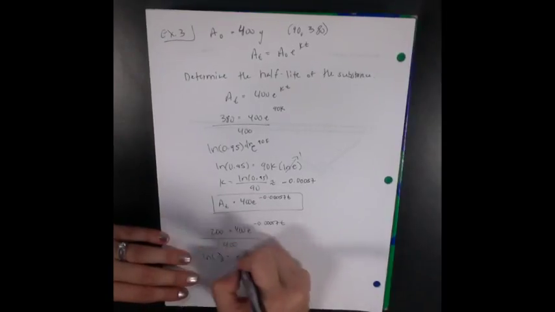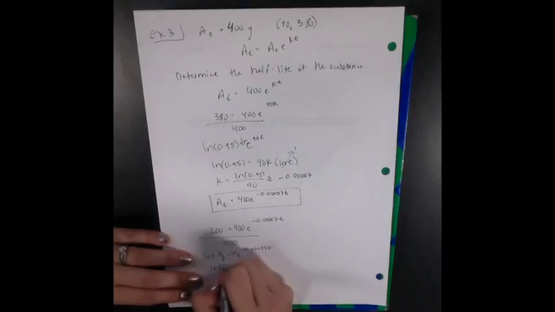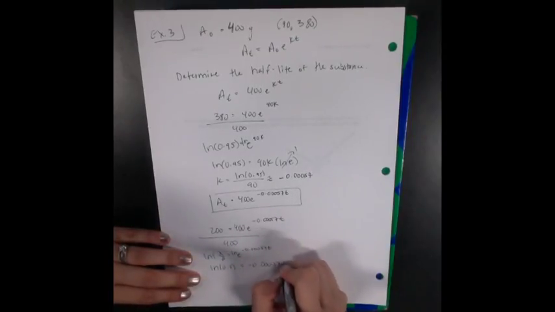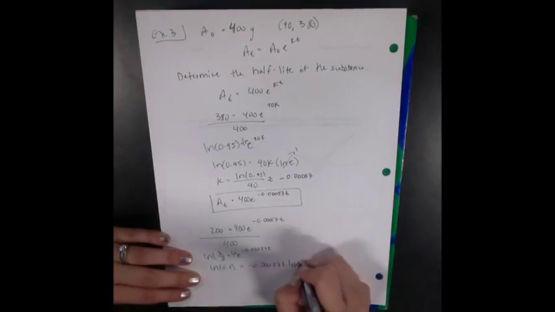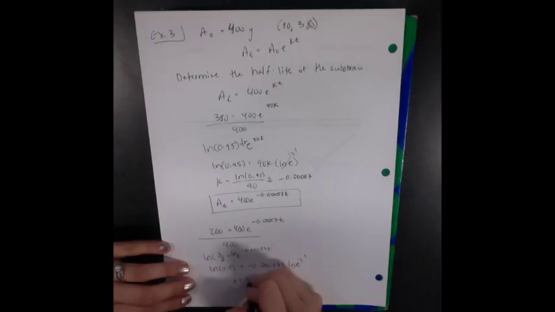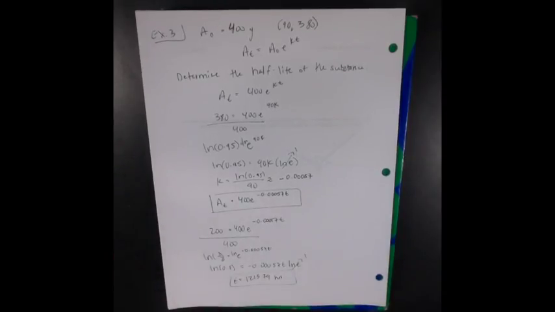t. Take the natural log. So I get the natural log of 0.5 is negative 0.00057 t, natural log of e, which is 1. And I solve this for t, and I get t is approximately 1215.79 hours, and I don't forget my units.